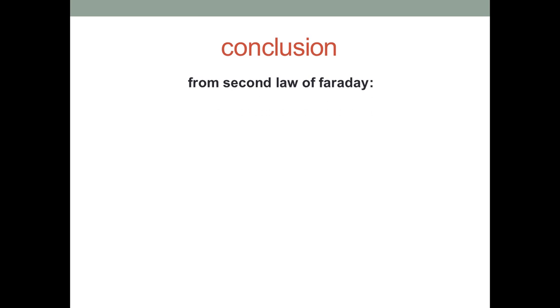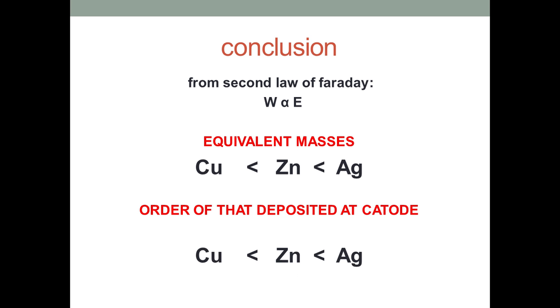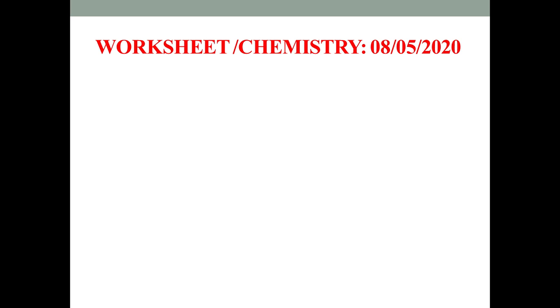So what conclusion did we make through the second law of Faraday? W is directly proportional to equivalent mass. As the equivalent mass increases, the amount of substance will also increase. If we compare the equivalent masses of silver, zinc and copper, we find that the equivalent mass of silver is maximum. That means the deposition of silver will be maximum. You can see here the order of deposition at the cathode: silver is maximum, and copper is the least. So this is all about today's lecture.